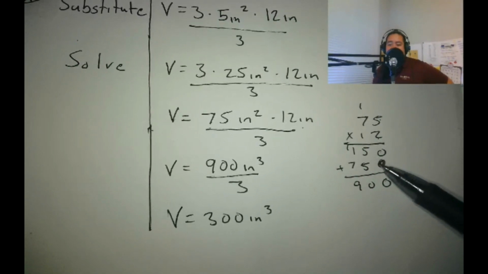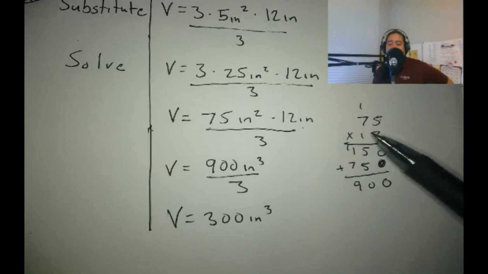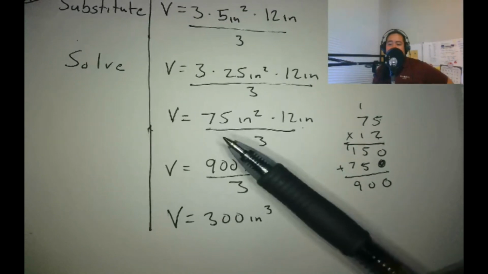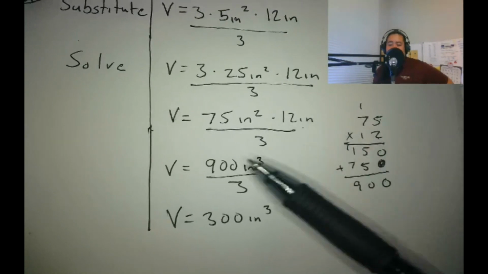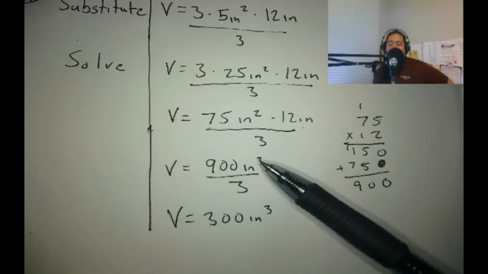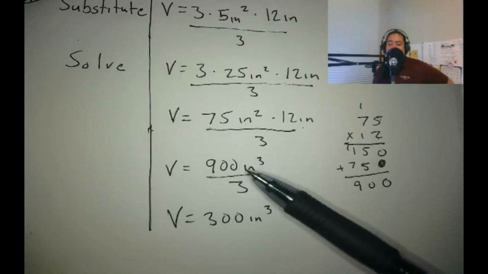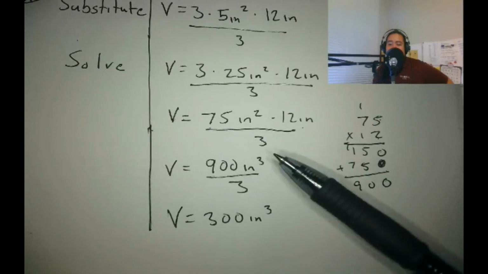So I put my placeholder because I'm in the tens place. 1 times 5 is 5, 1 times 7 is 7. So now I add up these two partial sums and they end up equaling 900. So that means 75 inches squared times 12 inches is 900 inches to the power of 3, because I had inches squared and now I'm having another inch that I'm multiplying. So I have 3 of those inches being multiplied, inches to the power of 3.